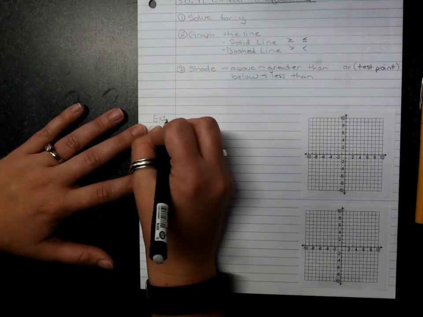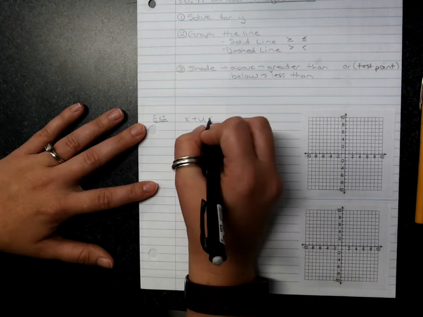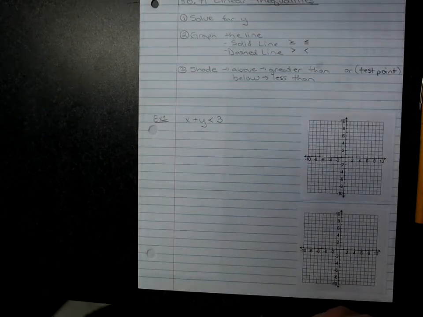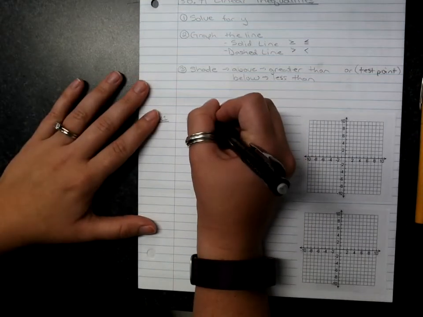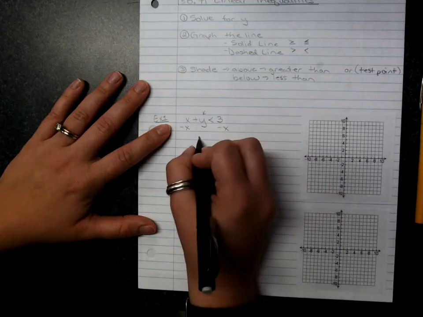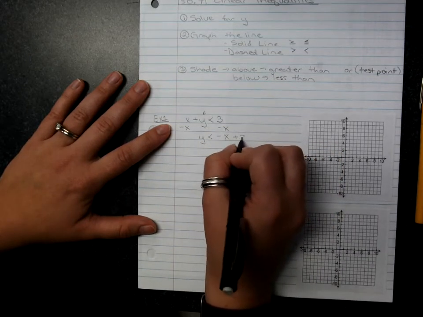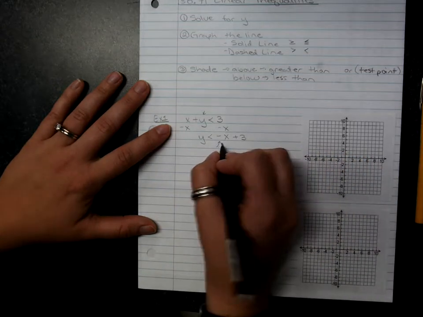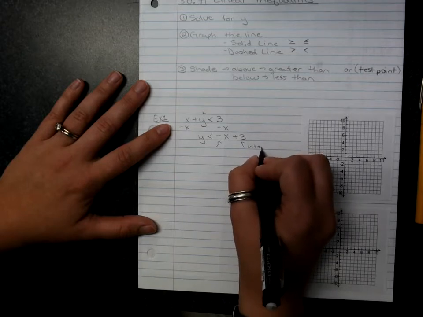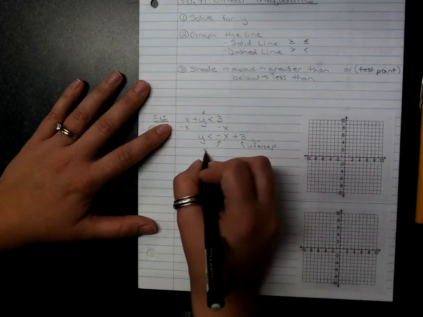We have example 1. If we have x plus y is less than 3. Step 1 is to solve for y. We want to get y by itself. And we're going to do that by subtracting x from both sides. So we'll get y is less than negative x plus 3. We want this in slope-intercept form. So we have our y-intercept, and we have our slope.